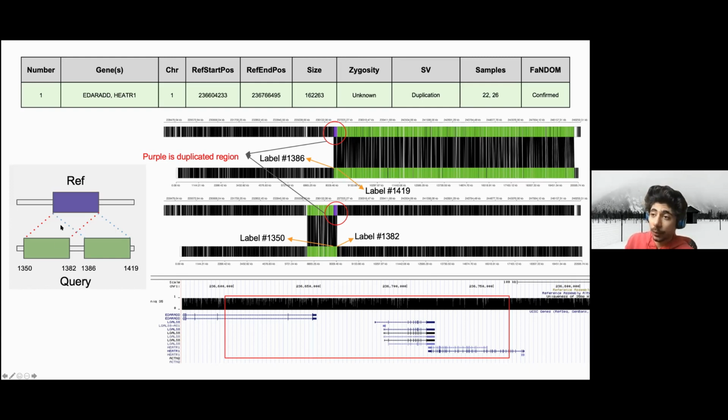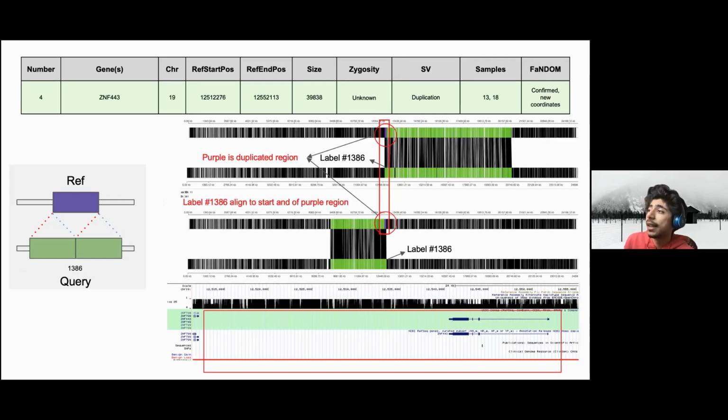I have a schematic like that here to explain what is happening. As we can see, this purple region got duplicated in the query, which is the signature of the duplication in our case. And this is the screenshot of the genome browser. As we can see, this duplicated region contains these two genes, whose names we wrote here, HEATR1 and EDAR.